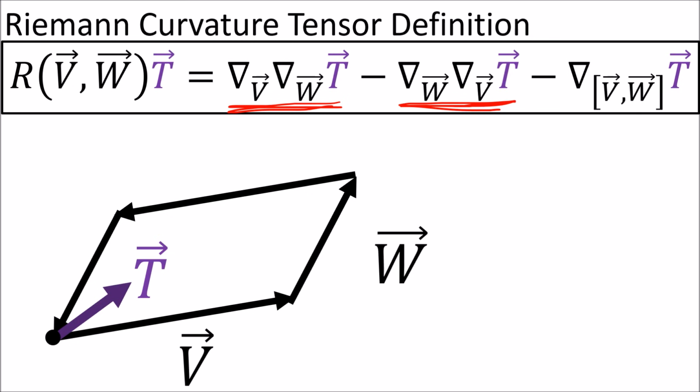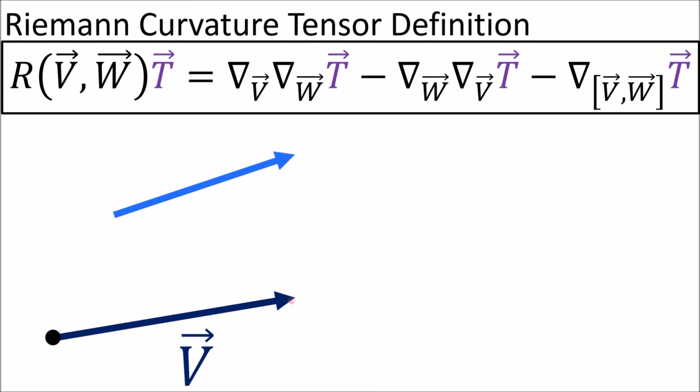You can think of this as parallel transporting our t vector along v then w, and then in the reverse directions of v then w to get back where we started. But then, what does this third term represent?